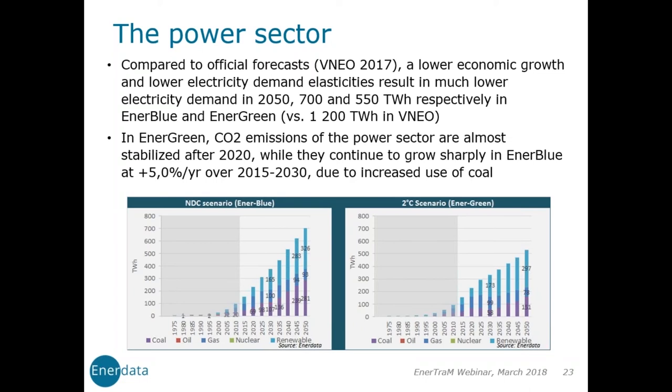In EnerGreen, the CO2 emissions of the power sector are almost stabilized after 2020, while they continue to grow very sharply in EnerBlue at about 5% per year. And this is due to the fact that there is an increased, very significant use of coal, as can be seen in the left-hand diagram in the EnerBlue electricity sector projection.